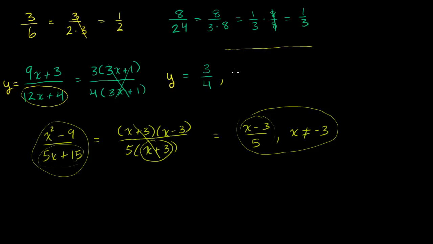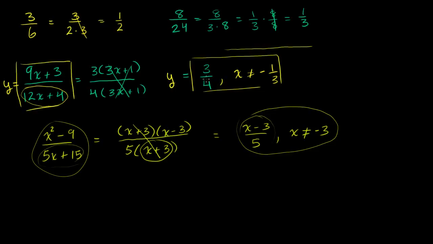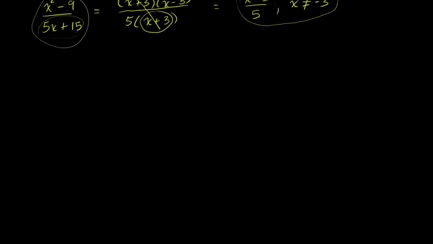So even over here, we'd have to say x cannot be equal to negative 1/3. That condition is what really makes this equal to that. That x cannot be equal to negative 1/3. Let's do a couple more of these.